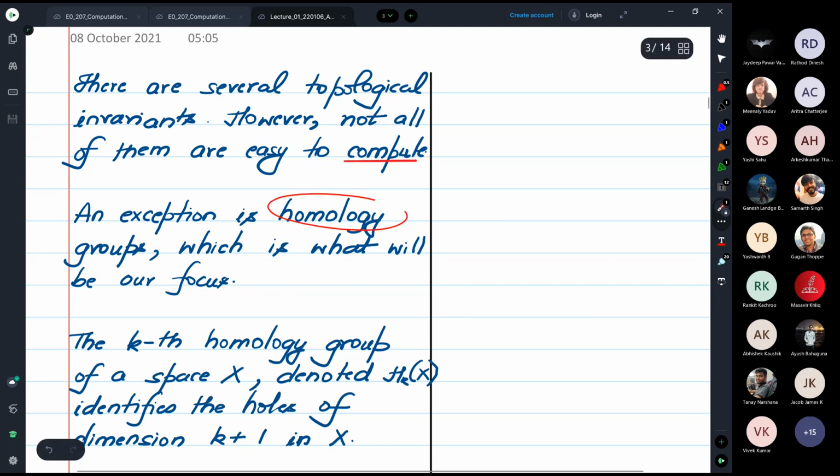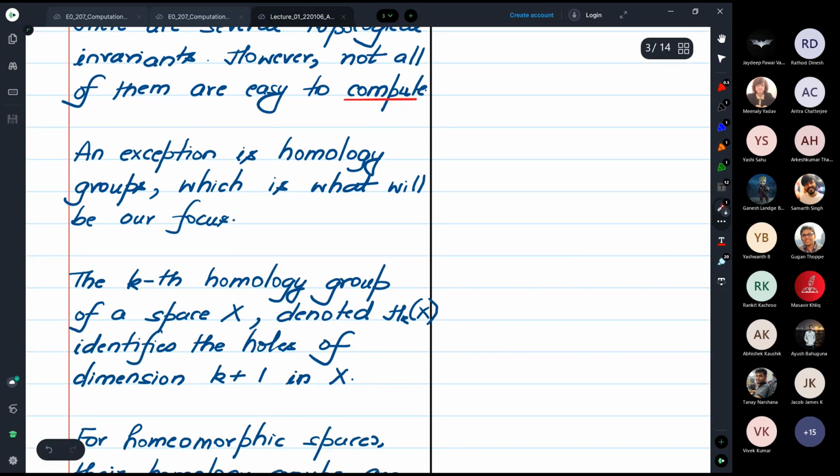The course is titled Computational Topology. In some sense, we are interested in identifying topological invariants that are easy to compute, that are more computation friendly. An example of such a topological invariant is what are called homology groups, and this is what will form the focus of the first half of this class.